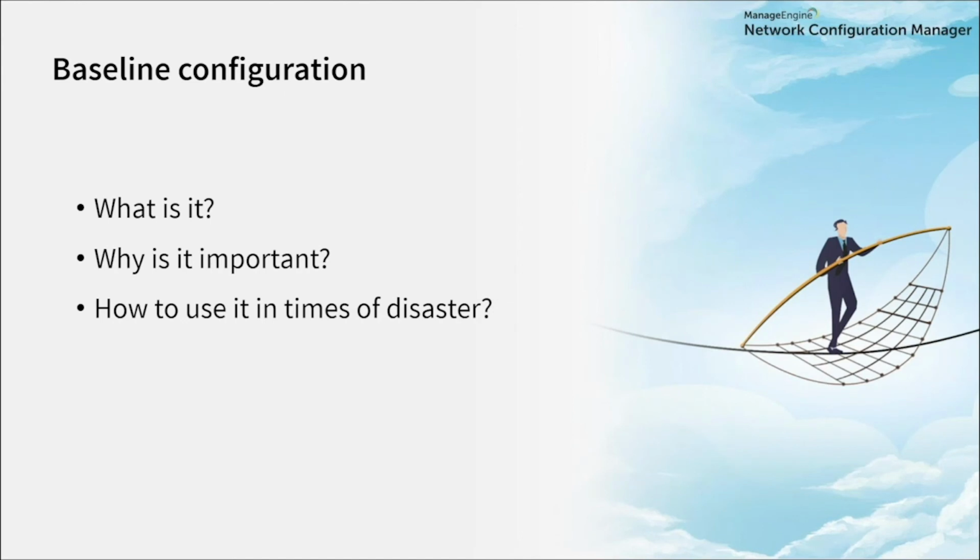So a baseline configuration is essentially the most stable configuration version of that particular device. So if you've made a change in the network device which has led to a data breach or a full-blown network outage, all you have to do is upload this particular baseline configuration version back into the device, and it will immediately revert all kinds of the network disaster, be it a security breach or a full-blown network outage.